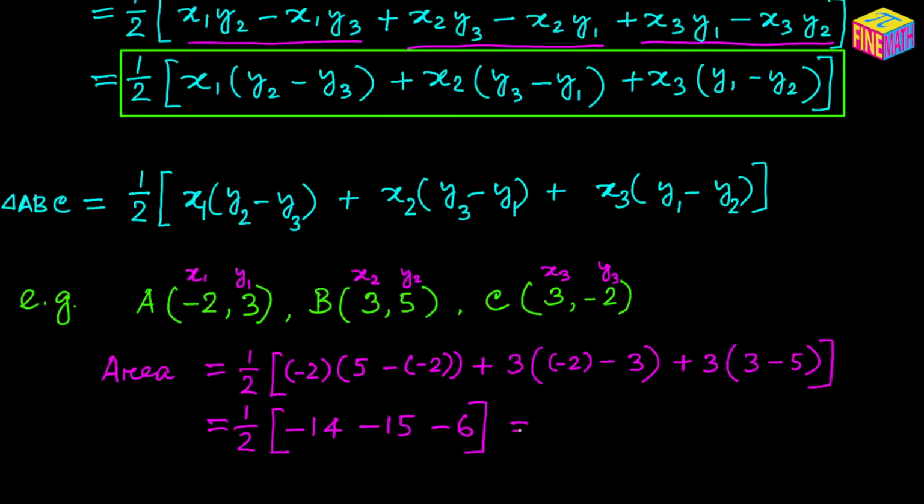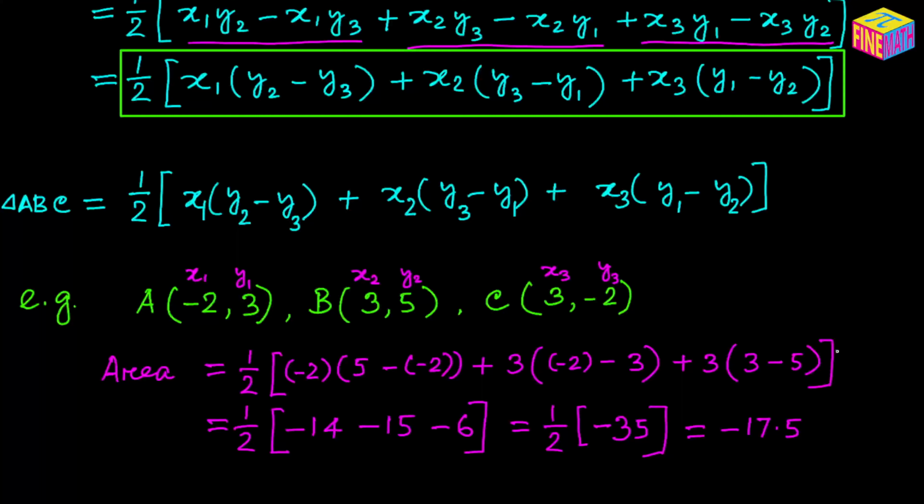So from here, we see that this is half times negative 14 and negative 15, that's negative 29, and negative 6, that's negative 35. We have the area like this, and that is equal to negative 17.5, and that would be square unit. Of course, whatever is the unit, that would be square unit.